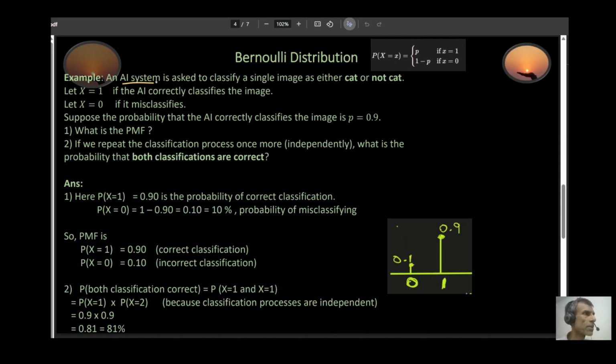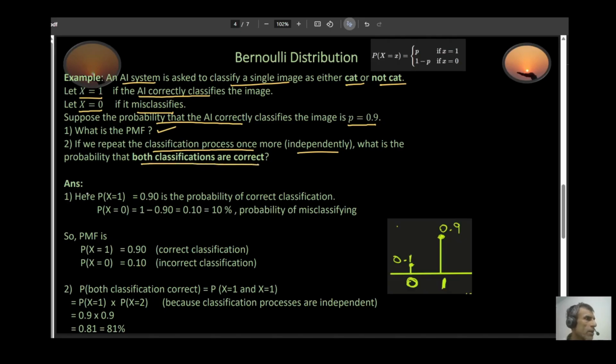Suppose you have an AI system that can classify a single image as either a cat or not a cat. Let x be equal to 1 if the AI correctly classifies the image. On the other hand, let x equal to 0 if it misclassifies. Suppose what's given to you is that the probability that your AI correctly classifies an image is 0.9. It's a 90% chance that it classifies the image correctly. What is the PMF? That's your first question. The second question is, if we repeat the classification process once more, and they are both independent, what is the probability that both classifications are correct? Well, let's start with question number one first.